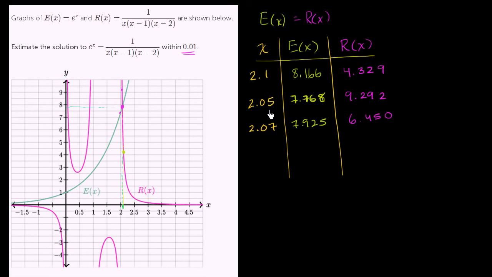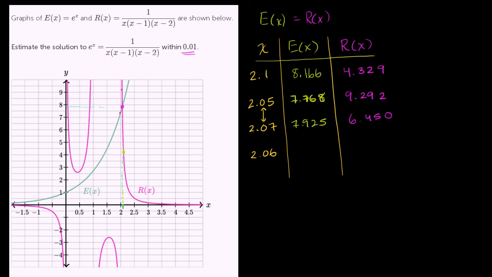So at 2.05, that was too low. 2.07 is too high. Now r of x has dropped below e of x. So we know the right answer is in between these two numbers. And so if we select 2.06, that's definitely going to be within 0.01 of the right answer. 2.06 is definitely going to be within 0.01 of the correct solution to this.